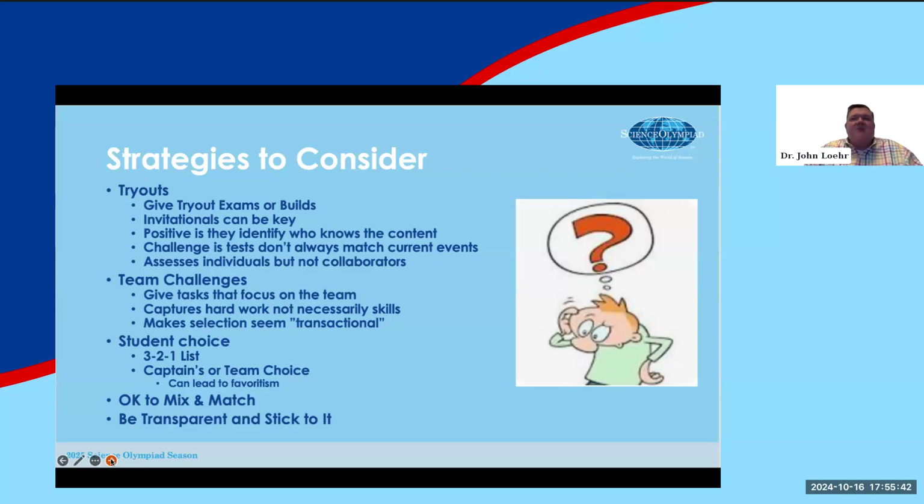So I think there's got to be some adult element to it. There's got to be some adult sign off before things are finalized or announced. But it doesn't hurt to let the kids express what they think and what they know. I think it's okay to mix and match strategies. So there is no one universal answer. I would encourage you to try a bunch of different stuff out. The only thing is, whatever you decide, I think you got to be transparent about it, right? And I think you got to stick to it. Okay, and that's the important thing.